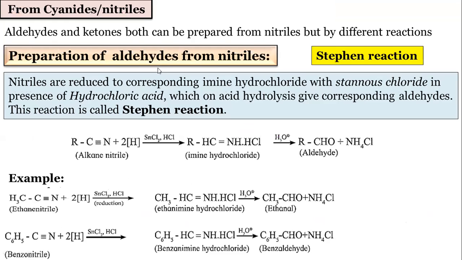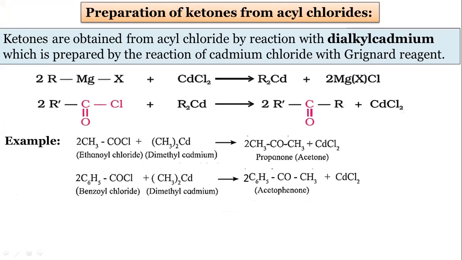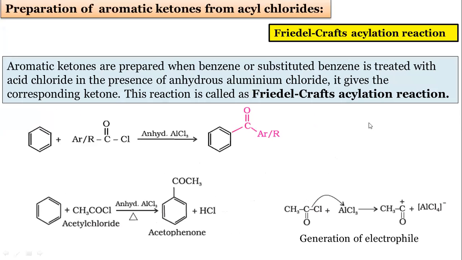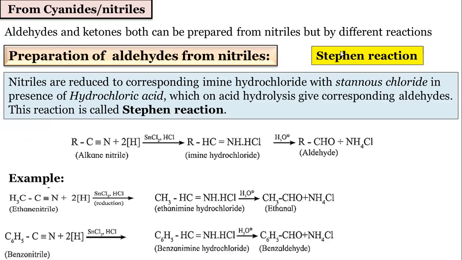You know what is meant by cyanides and nitriles. The CN group is called cyanide, or it is also called nitrile. The name of the reaction is the Stephen reaction, remember. In the Rosenmund reaction, acyl chlorides are converted into aldehydes, and in the Stephen reaction, cyanides or nitriles are converted into aldehydes. Don't get confused between the reactions, because all these reactions are methods of preparation of aldehydes and ketones using different compounds.